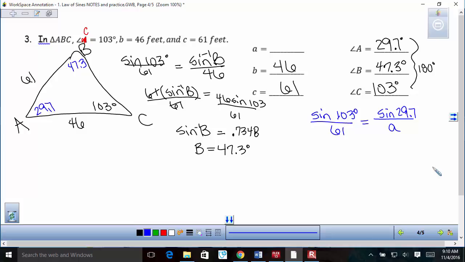Notice right here, you already know your angles, which means you're not going to be using the inverse negative 1 button. You're not using that. Not on this particular problem. Cross multiply. I think you're going to get 31, but y'all check and see.